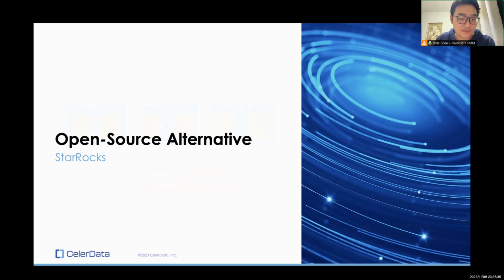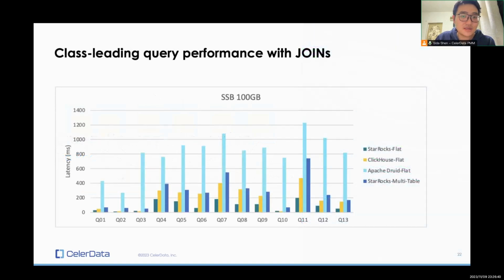So then let's talk about some open source alternatives. StarRocks. Let's first take a look at the StarRocks performance numbers. If there's one thing that I can trust StarRocks to do well, it's incredible join performance, right? So here is the same SSB benchmark test we looked at earlier. We looked at the first 3, StarRocks, ClickHouse, and Apache Druid flat, and this is on the flat table schema that ClickHouse developed.